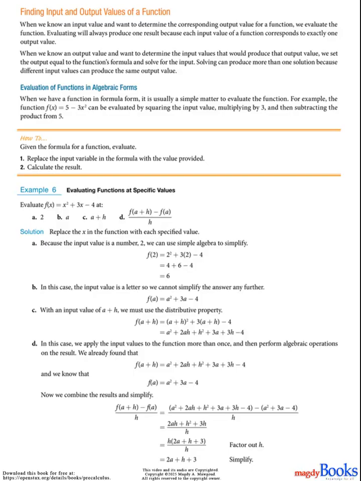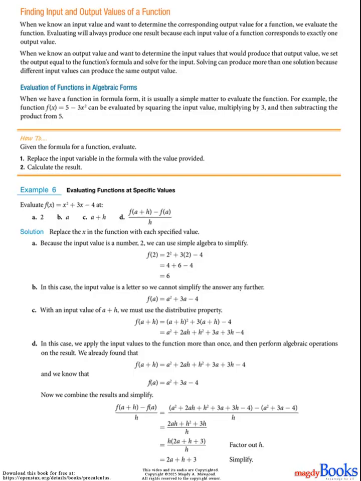A. Because the input value is a number, 2, we can use simple algebra to simplify. f of 2 equals 2 squared plus 3 times 2 minus 4, equals 4 plus 6 minus 4, equals 6. B. In this case, the input value is a letter, so we cannot simplify the answer any further. f of a equals a squared plus 3a minus 4.